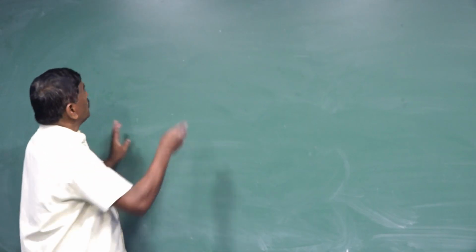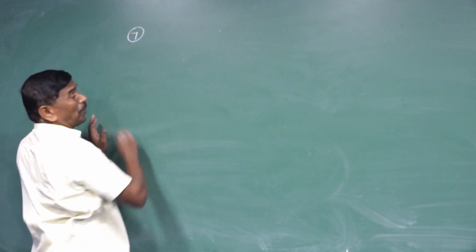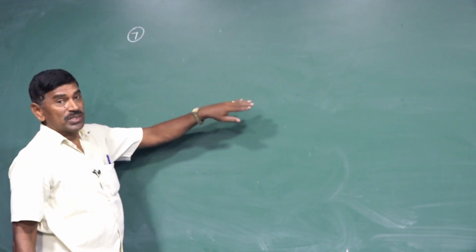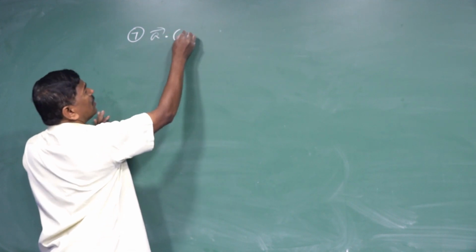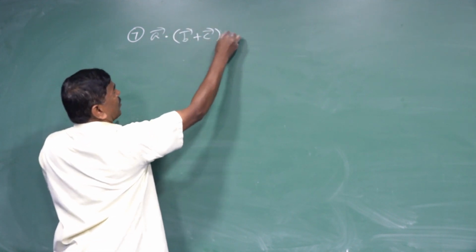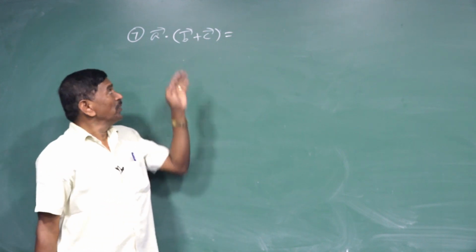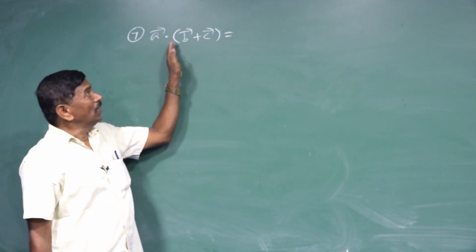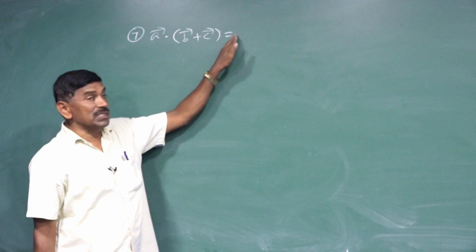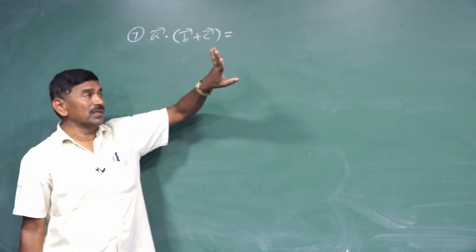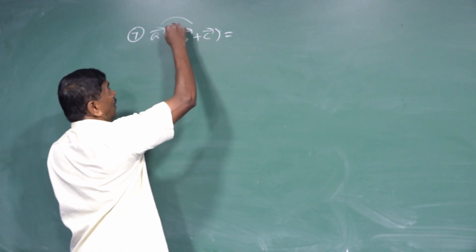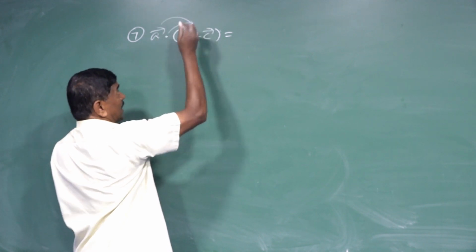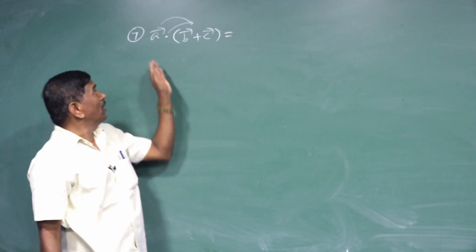Children listen. Now property 7. Okay, property 7. That is distributive laws. Say for example, A vector dot, B vector plus C vector, is equal to. Now it is very simple. Distributive law as in 10th standard. Here A vector and the dot product are going to multiply inside the bracket. That's all. Okay. Now listen.